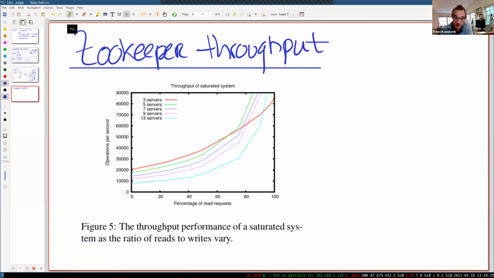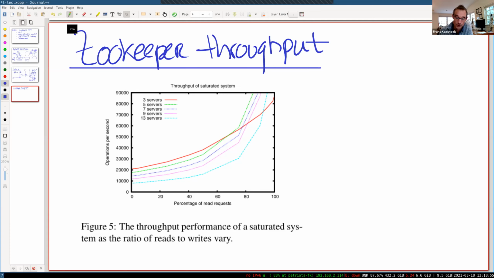A couple of things to observe. On the x-axis is the percentage of read requests. As we'll see in a second, it's important to distinguish read from write operations. Write operations are operations that modify the state, and read operations don't modify the state at all. In lab 3 terms, put would be a write operation, and get would be a read operation. On the y-axis is the number of operations per second.